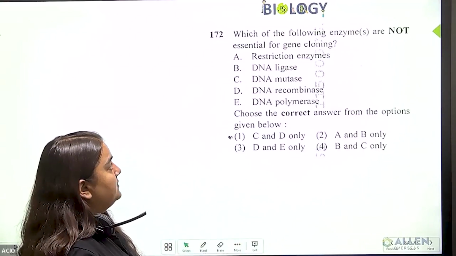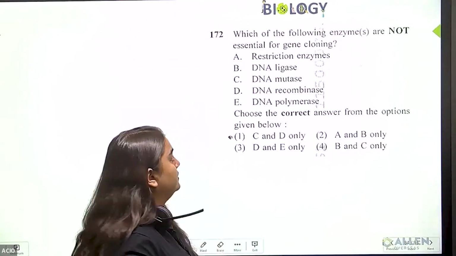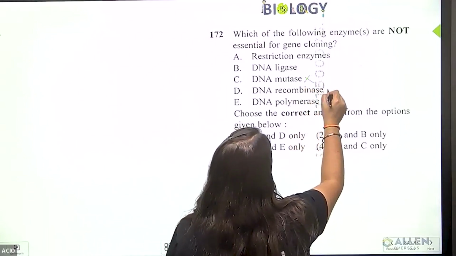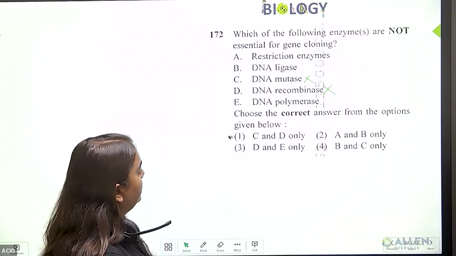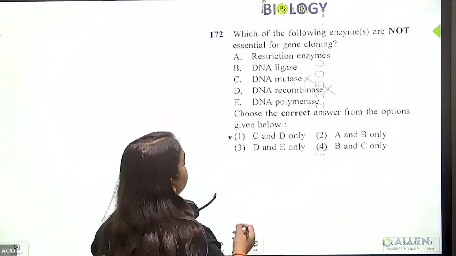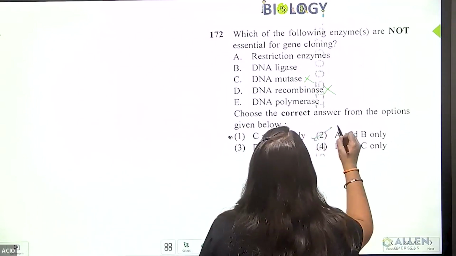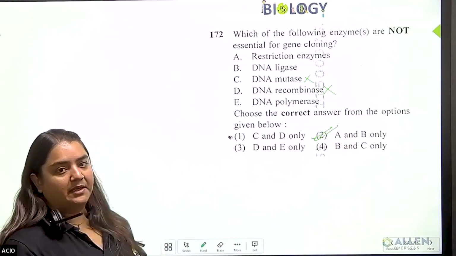Which of the following enzymes are not essential for gene cloning? There is no role of DNA mutase, there is no role of DNA recombinase. So the answer will be A, B, and E. But we don't have A, B, E, so we go with A and B. That is restriction enzyme and DNA ligase.